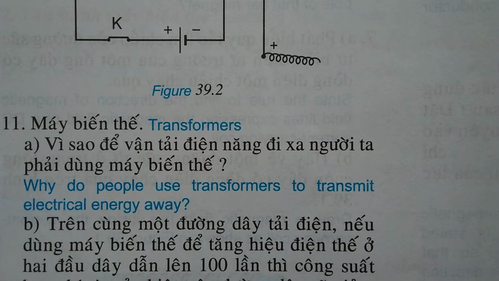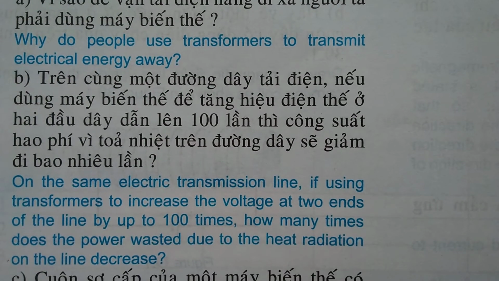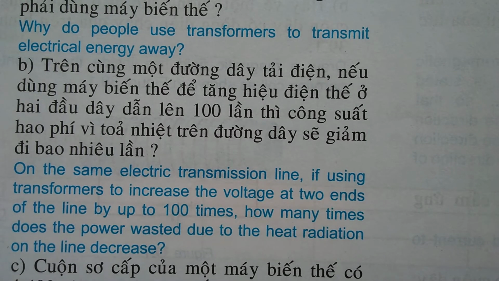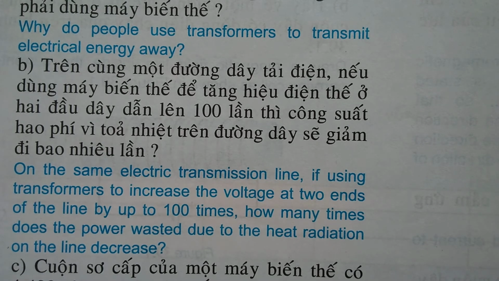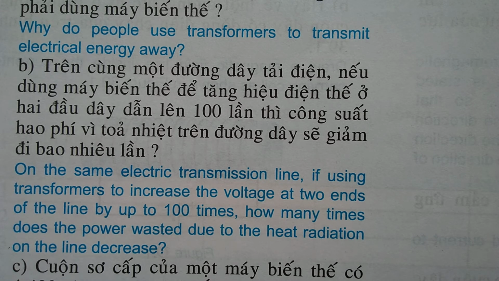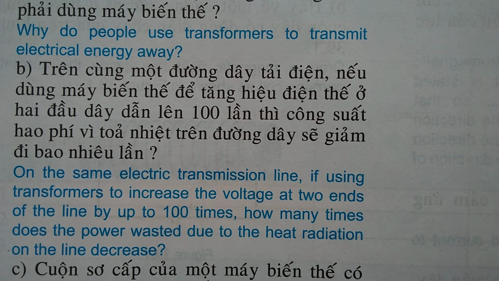Transformers. Why do people use transformers to transmit electrical energy away on the same electric transmission line? If using transformers to increase the voltage at two ends of the line by up to 100 times, how many times does the power wasted due to the heat radiation on the line decrease?